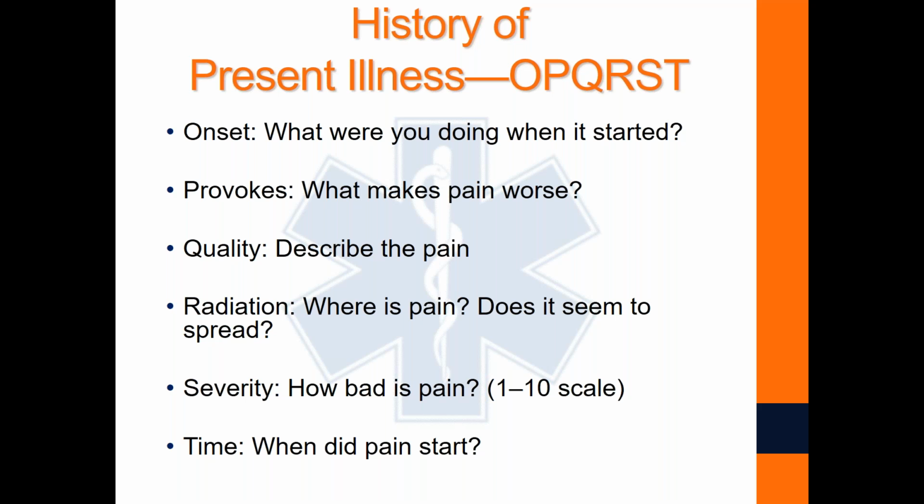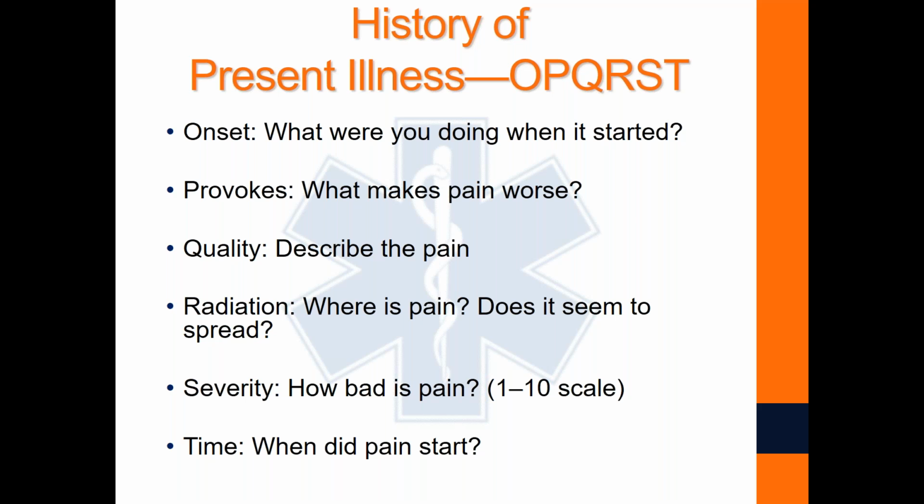After we get through our quality, we're going to start thinking about radiation. Where is the pain, and does it go anywhere else? Does the pain that you're feeling or the discomfort that you have stay in that one spot, or can you feel it other places too? S is pretty straightforward. How bad is it? On a scale of 1 being no pain at all, 10 being stepping on a Lego in the middle of the night, how bad does this feel? And then last but not least, in the history of our present illness assessment, we want to know, when did it start? How long has this been going on for?